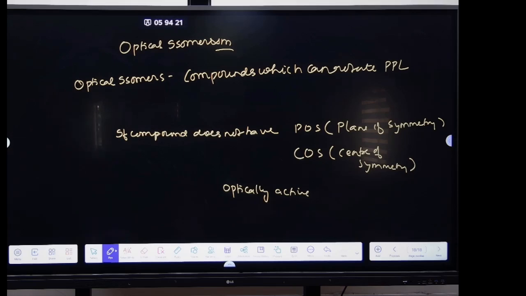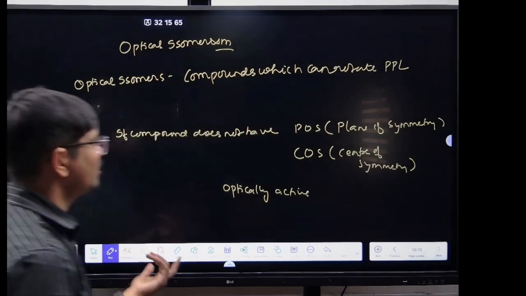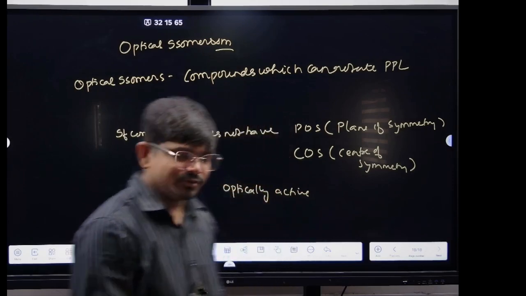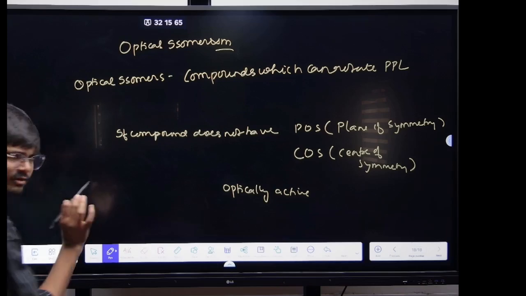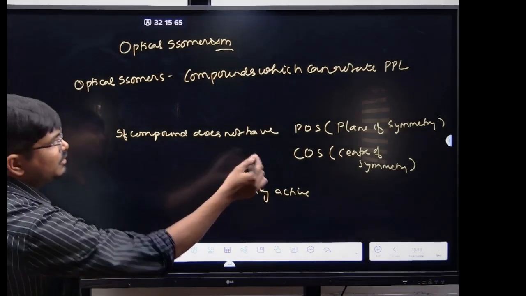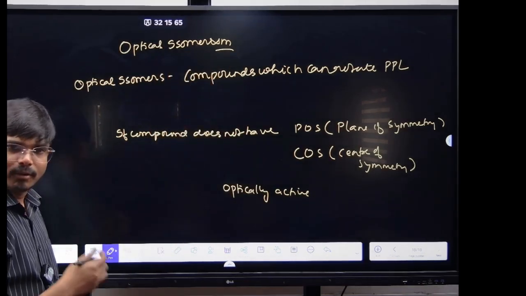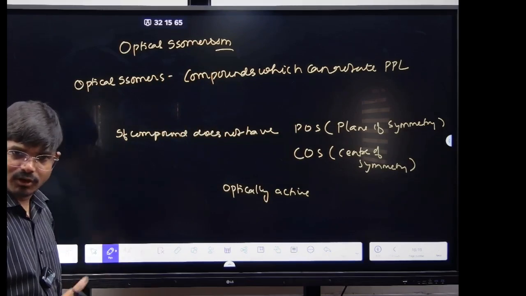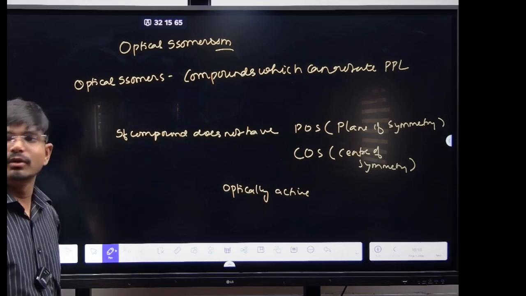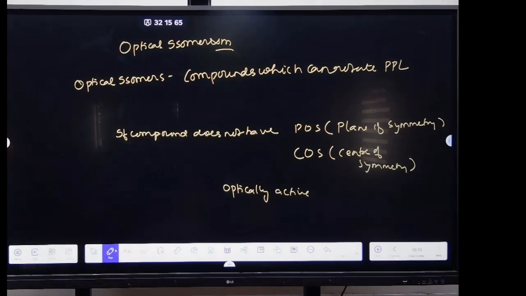Got it? See, suppose you have this table, right? If you cut it like this, it will be in two equal halves. Again if you cut like this, again it will have two equal halves. This is known as the plane of symmetry. Now about the center of symmetry, see here. So plane of symmetry is clear, right? It is a plane which bisects the compound into two equal halves. Got it? A plane which bisects into two equal halves is known as the plane of symmetry.